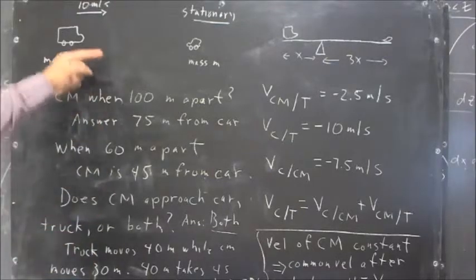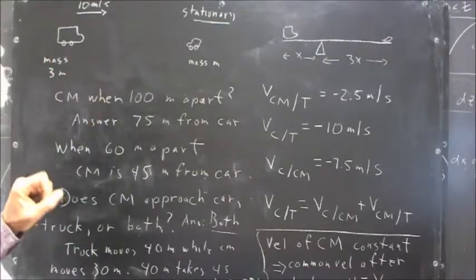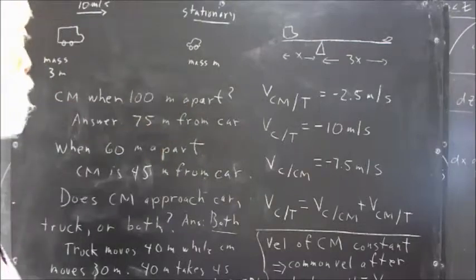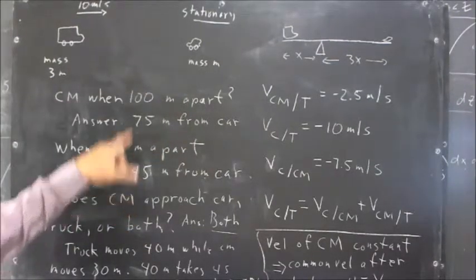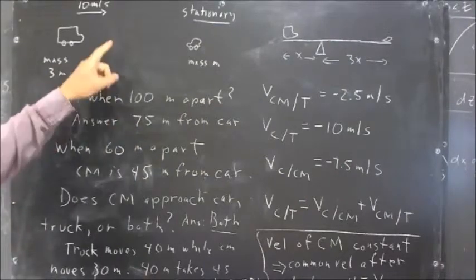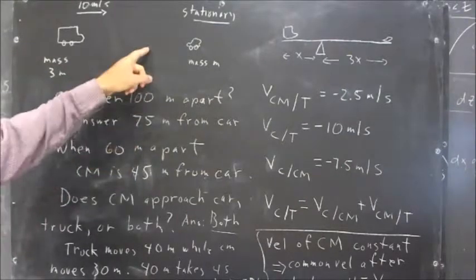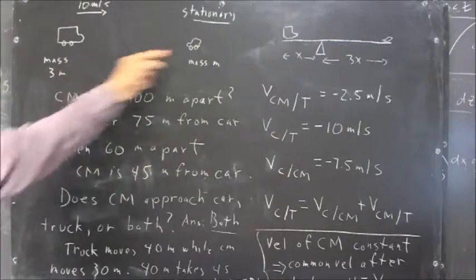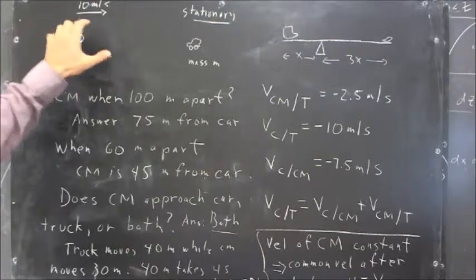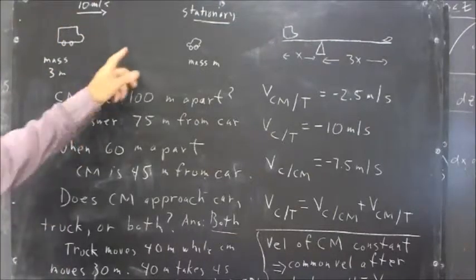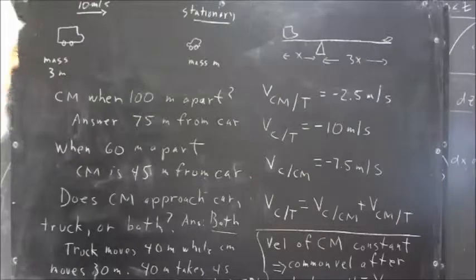The center of mass moves in this direction, so it's clearly approaching the car, and it goes from a position 75 meters from the car to a position 45 meters from the car. It's clearly approaching the car. And you can also reason out that the distance from the truck is decreasing, so the center of mass is also approaching the truck.